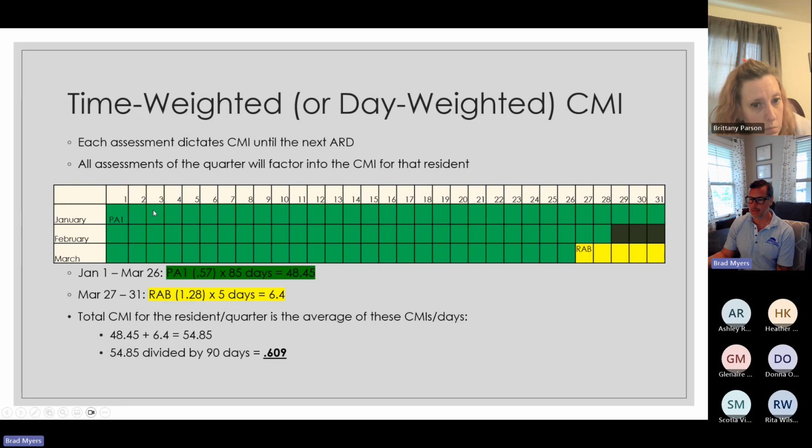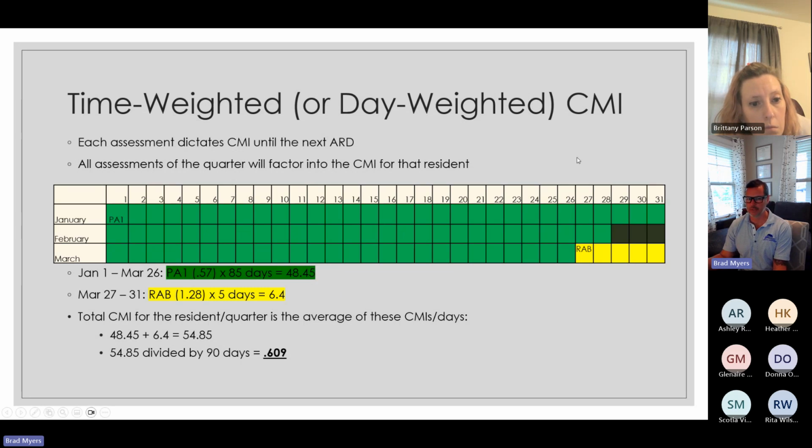Again, the exact same ARDs, exact same process. They're on the therapy caseload, the exact same number of days, same start of care dates and everything. They're only an RAB for 5 days. So in this scenario, the buildings were really, really hurt compared to the previous methodology. Whereas if the opposite were true, we'll go over some examples. If they were a high RUG early in the quarter and then they scored a low RUG later on in the quarter, the facility would have made out better.